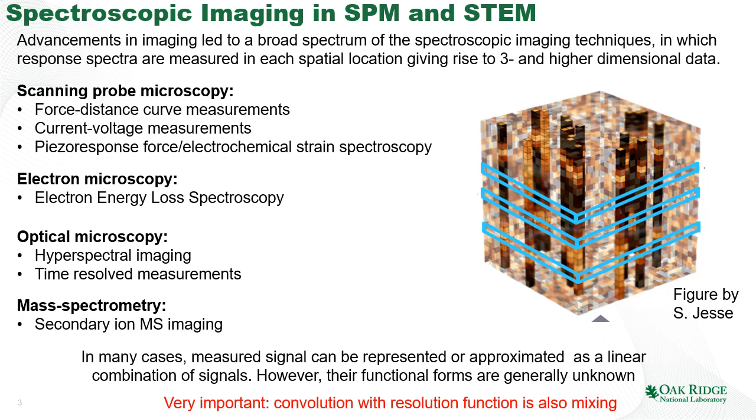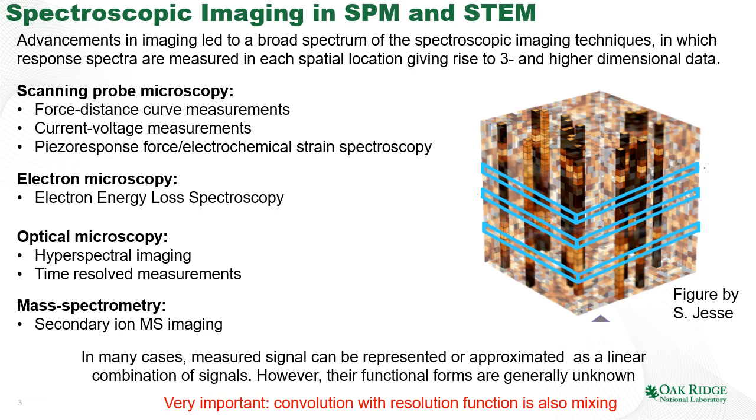The second thing that is very important is that very often we don't know the functional forms of the signals. If we measure the yield spectra or current voltage characteristics of some material, we sort of know how the spectra should look like, but we don't have any formula that will allow us to describe it.